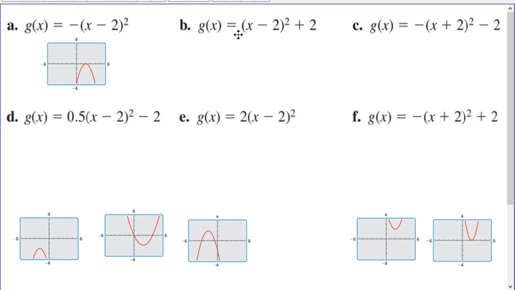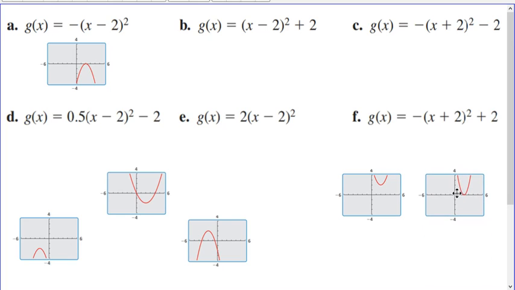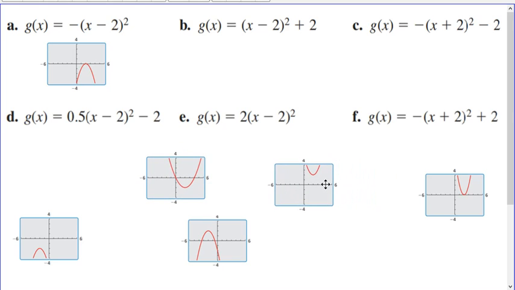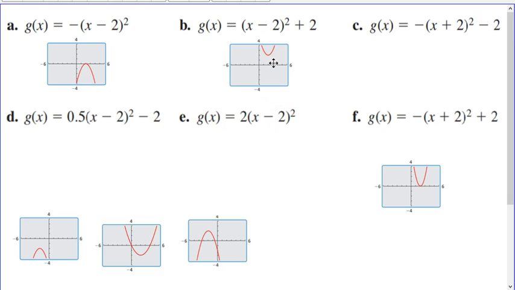Here I have no negative symbol in front, so it's a parabola that opens up. Here are my 3 parabolas that open up. Minus 2 inside the parentheses means it has been moved to the right. So these functions have been moved to the right. Plus 2 means the function has been moved up. This function has been moved down. It's not that one. This function has been moved up. This function has not been moved up or down.